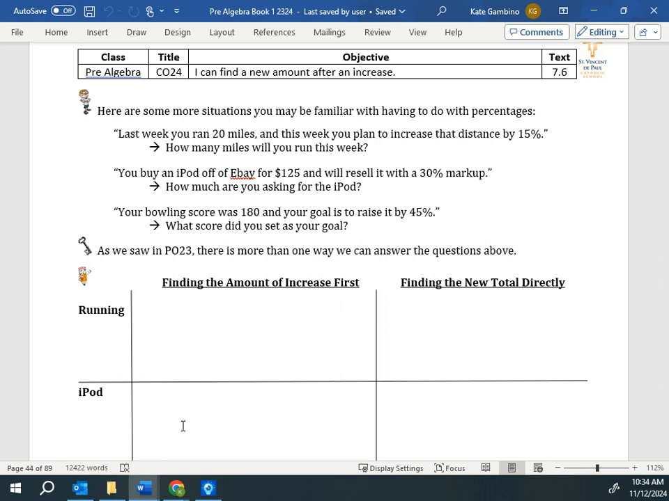So here are some more situations you may be familiar with having to do with percentages. So when we would use this in real life. Last week you ran 20 miles. This week you plan to increase that distance by 15%. How many miles would you run this week?